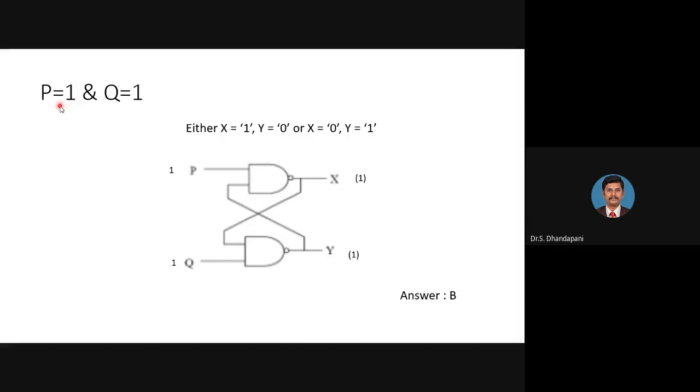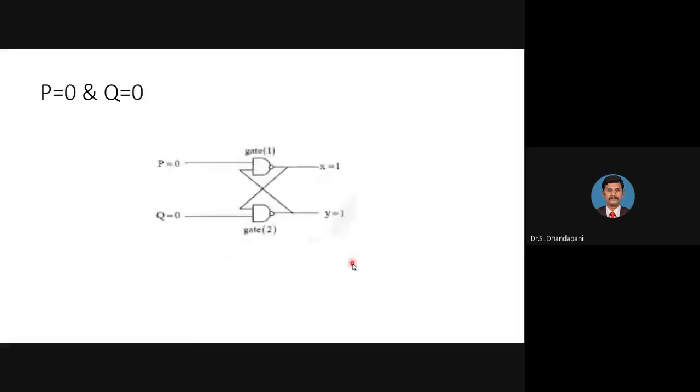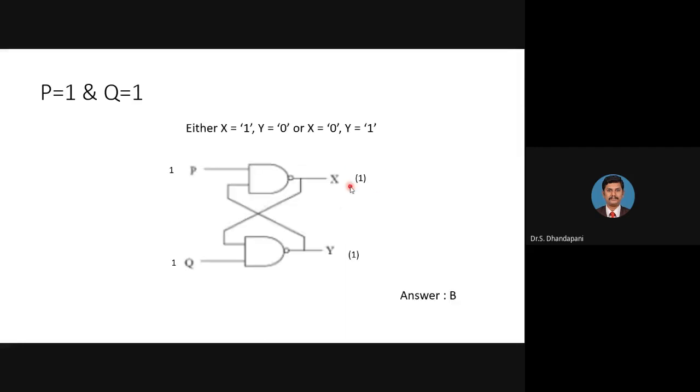Now I am changing the values of P and Q, both to 1 simultaneously. Already we have seen that the previous outputs are 1 and 1 from the previous slide. When P equal to 0, Q equal to 0, we have seen that X equal to 1 and Y equal to 1, which I am taking as past values. I have shown them inside the brackets. Now I am giving P equal to 1, Q equal to 1. This is the new value.